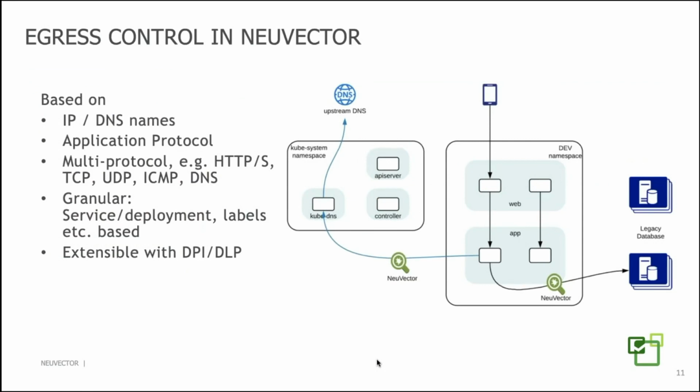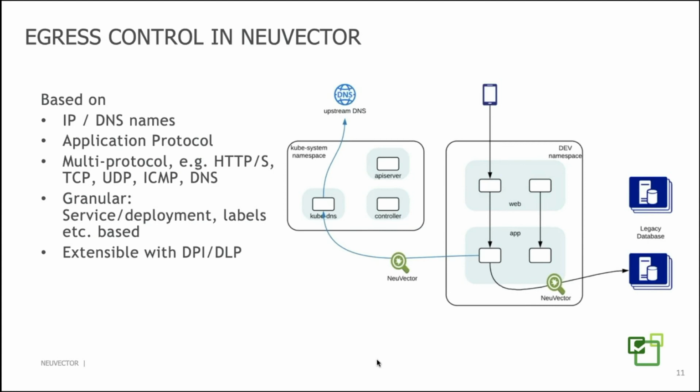So in NeuVector, you can do egress control in really the most flexible way to support your use cases. That's based on IP address or subnet destinations for applications just running on VMs outside the cluster, or DNS names that can be resolved. Application protocol verification for all the popular Docker applications, as well as other protocols like gRPC and SSL, supporting UDP, ICMP, and DNS as well.